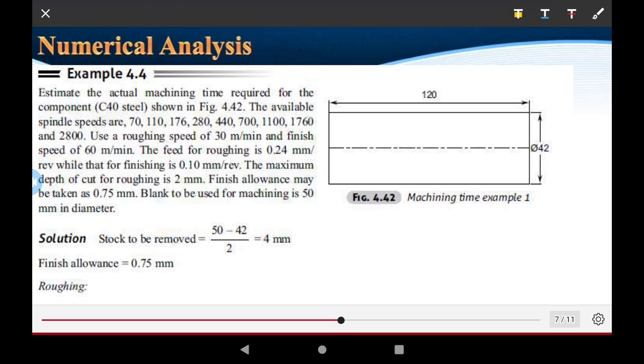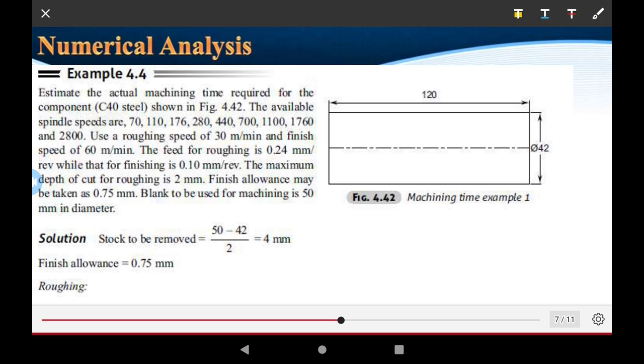The roughing speed is VR, and the finishing speed is VF. The speed is given as v equal to 60 meters per minute, and the feed for roughing is 0.24 mm per revolution.